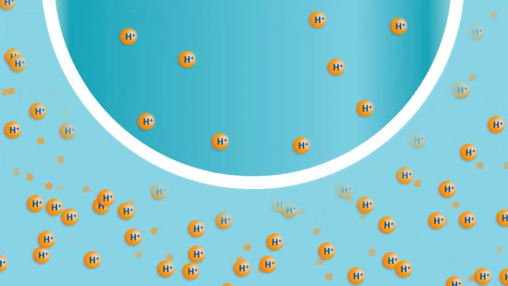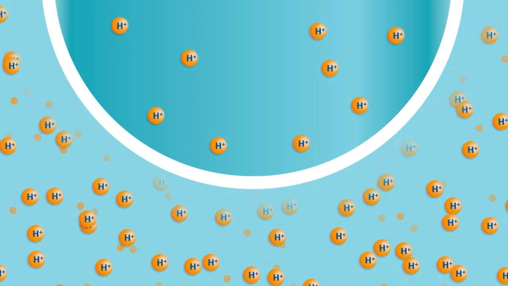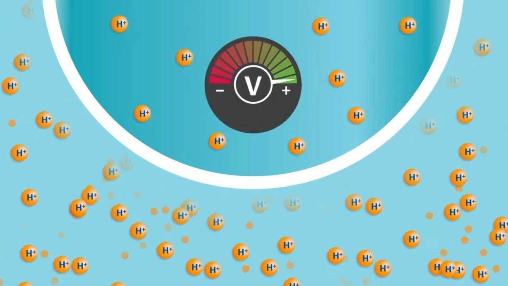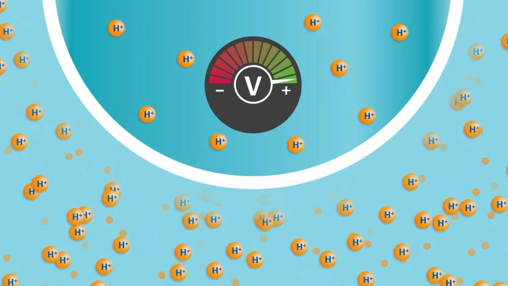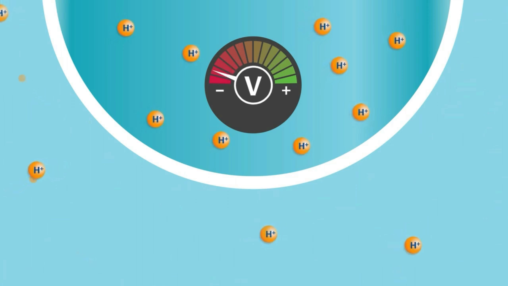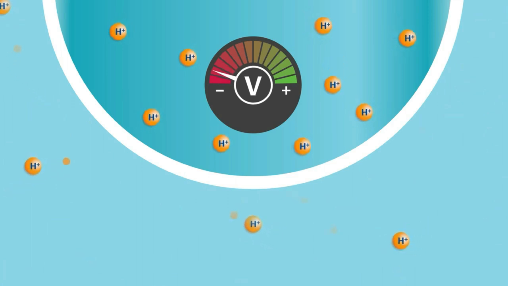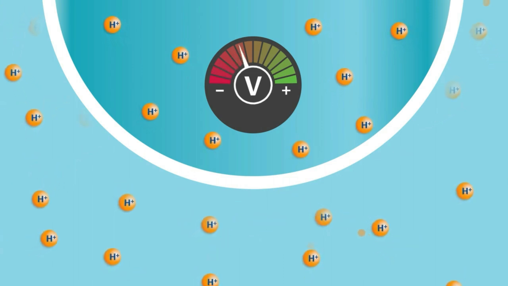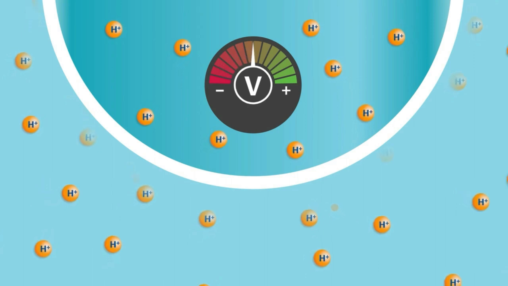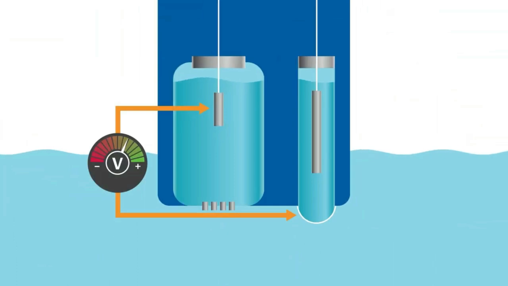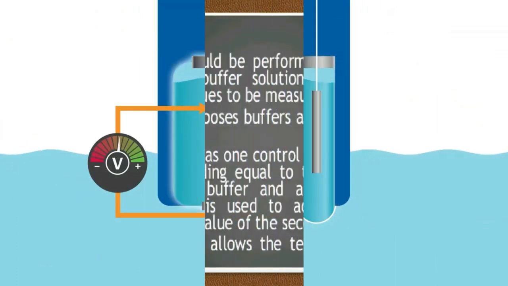If the hydrogen ion concentration is higher on the outside of the glass bulb than on the inside, a positive voltage occurs, indicating the process is acidic. If the hydrogen ion concentration is lower on the outside of the glass than on the inside, a negative voltage occurs, indicating the process is basic. If the hydrogen ion concentration is the same on each side of the glass electrode, the voltage is 0, indicating the process is at a neutral pH of 7. The pH of the process fluid is calculated from the voltage difference between the pH-sensitive electrode and the reference electrode.